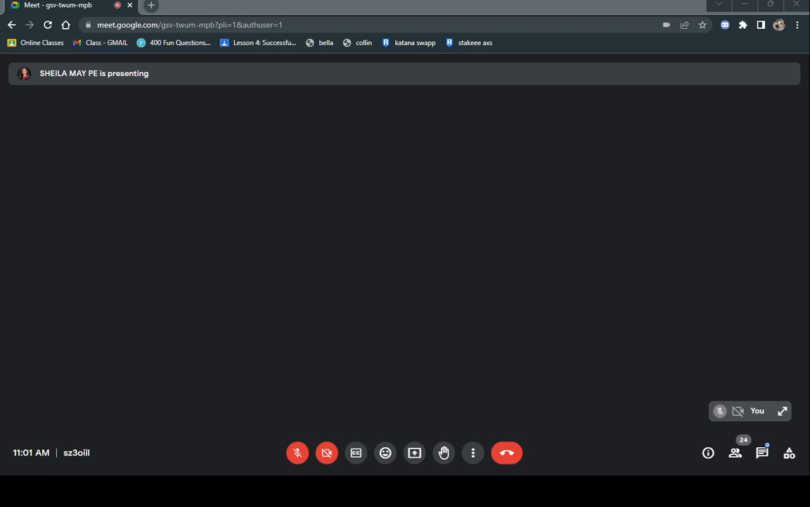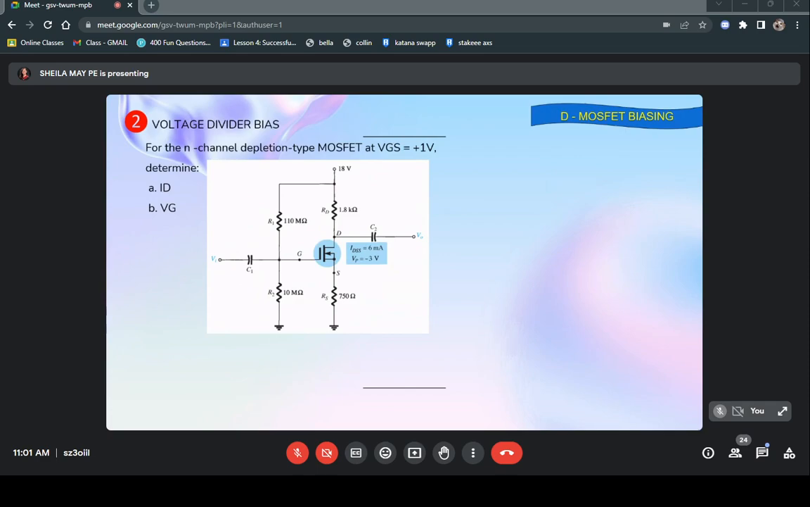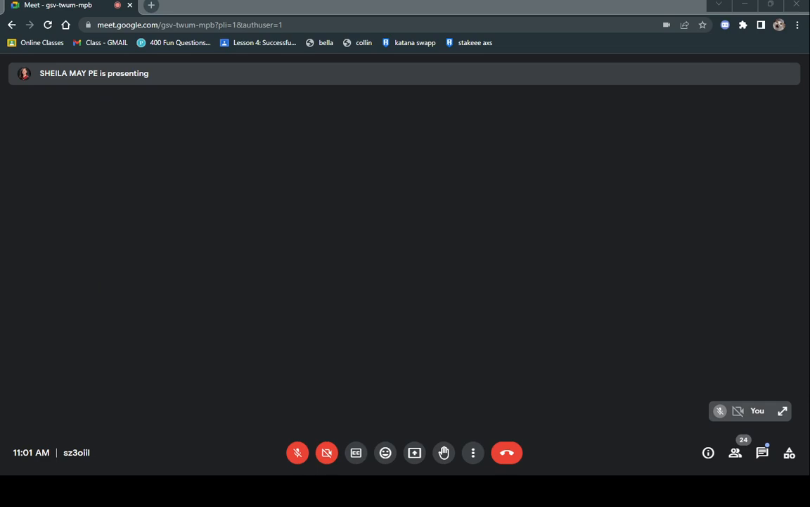We will proceed with voltage divider bias. No need to explain voltage divider, since the meaning of our voltage divider bias has been repeated many times. So for an N-channel depletion type MOSFET at VGS of positive 1 volt, determine ID and VG. For ID, how do we find ID, class? For D MOSFET, how do we find ID?